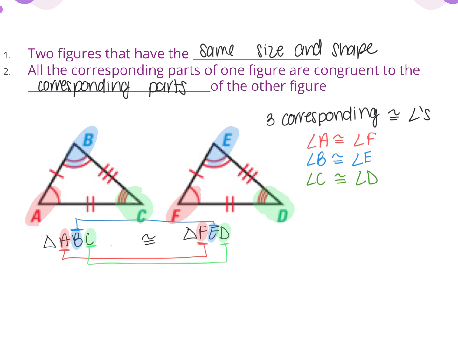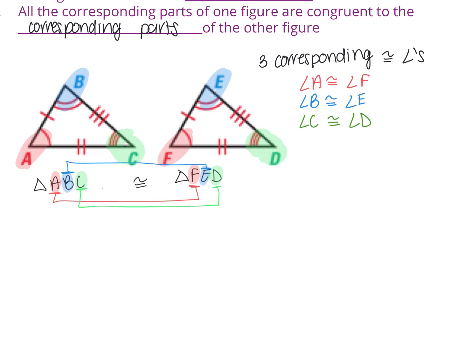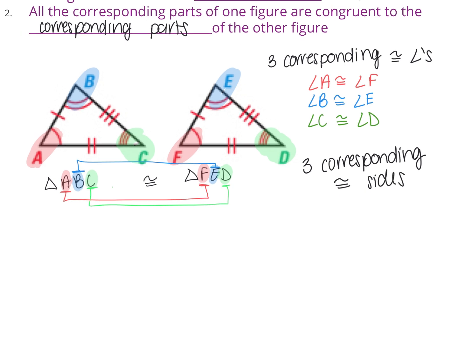Because I'm using those congruent marks, the little curves, I'm matching what goes with what. These have 1 congruent mark, these have 2, the 2 are going to go together, and then the 3 are going to go together. Now I'm going to name my 3 corresponding congruent sides. Again, I'm looking at my little tick marks.